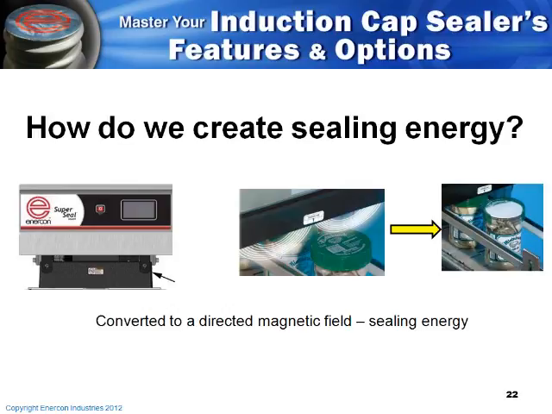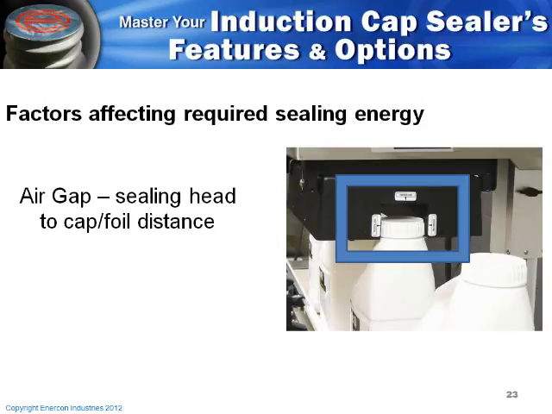The next step is we couple that high-frequency AC power with one of our custom-engineered sealing heads. In the sealing head, we create a highly directed magnetic field, which in the picture in the center is illustrated by the white lines emanating from the sealing head. That is typically created in the range of 40 to 70 kilohertz. It is this directed magnetic field that efficiently heats the foil seal structure, creating a hermetic seal.